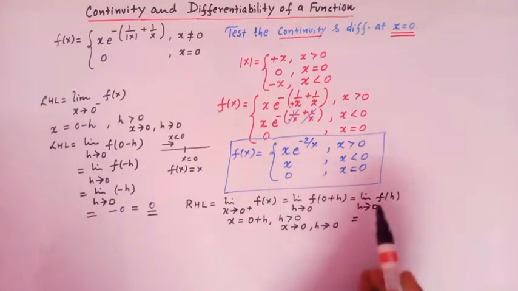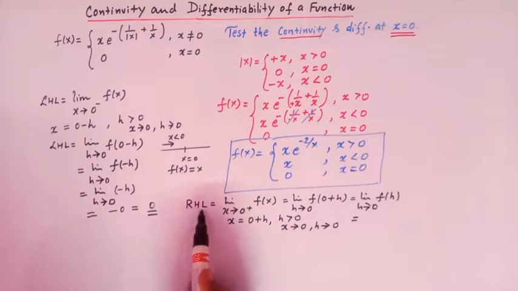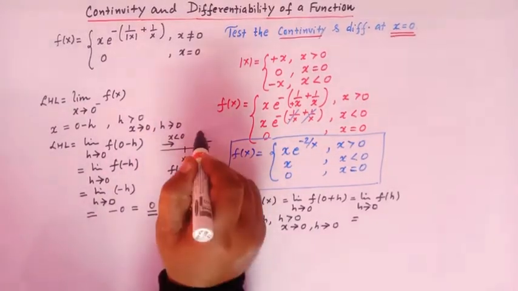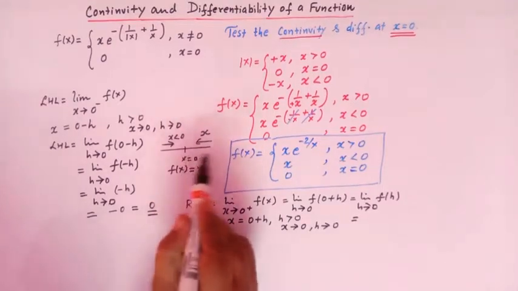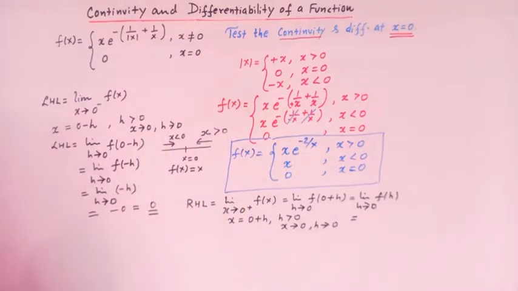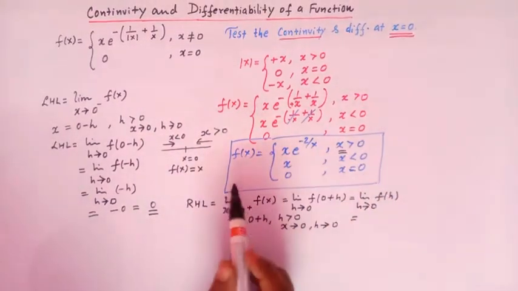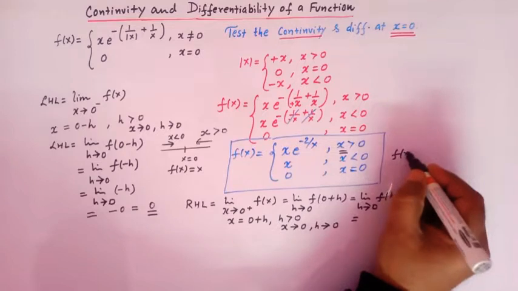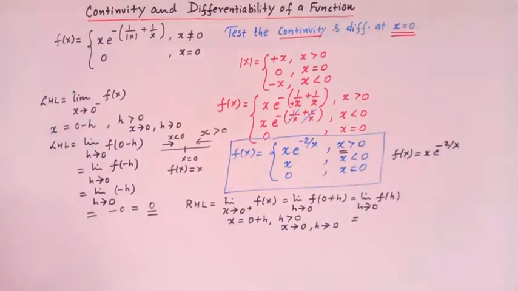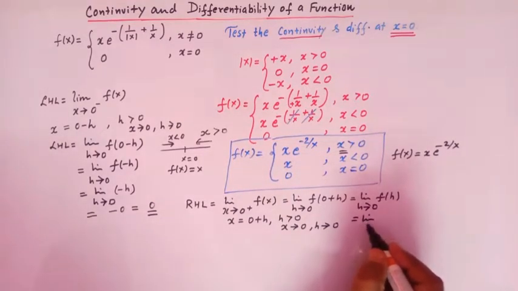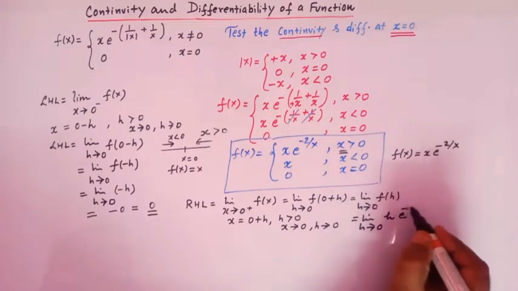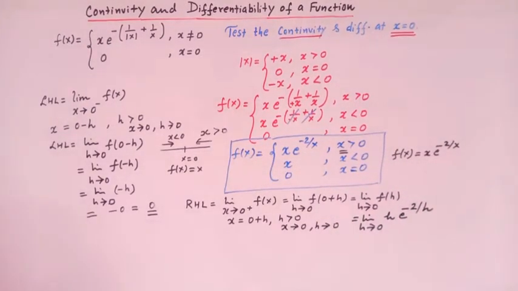And now see, whenever we are calculating the right hand limit, it means we are approaching from the right of x equal to 0. So here in the right of x equal to 0, all the values of x are greater than 0. So here we have to take f of x is equal to x times e raised to minus 2 over x, right? So now we have limit h tends to 0 and we have h e raised to minus 2 over h, right?